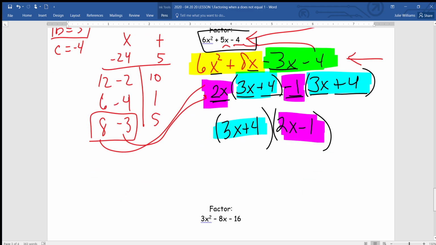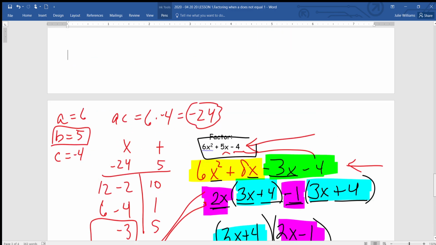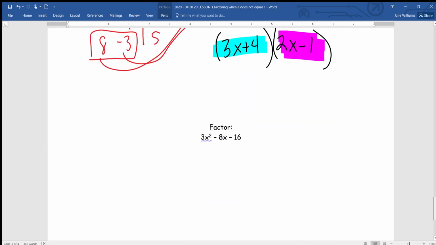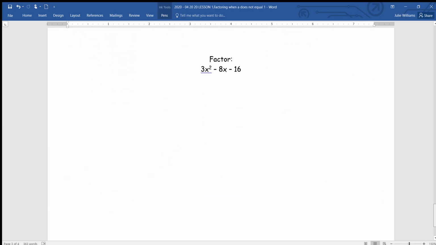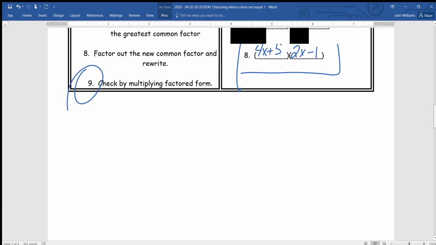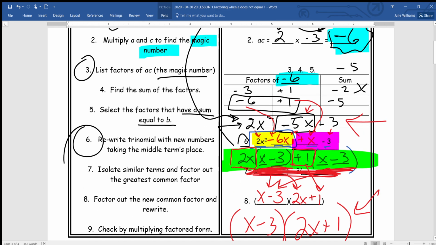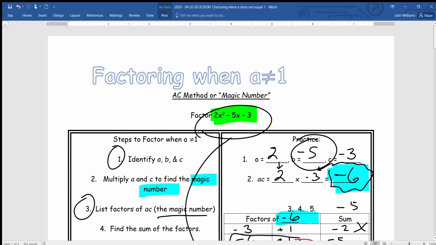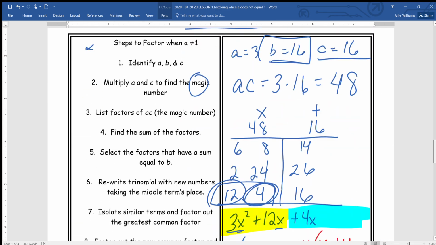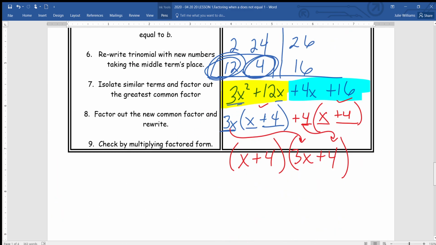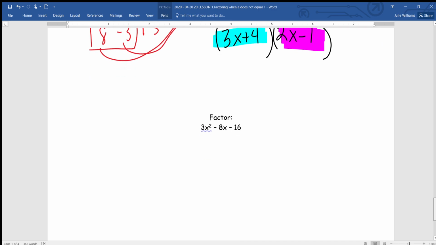Okay, let's do one more. Wait, is this the one we've already done? No, maybe not. Okay. No, it looks familiar. Nope. I don't know why it looks familiar to me. It really looks like this one. Okay, it's different though.